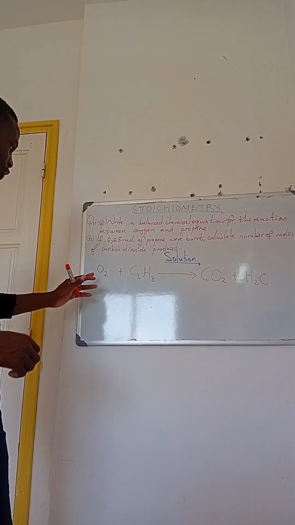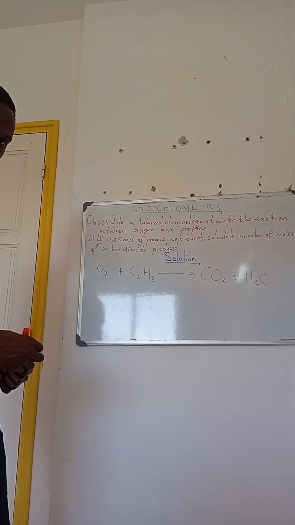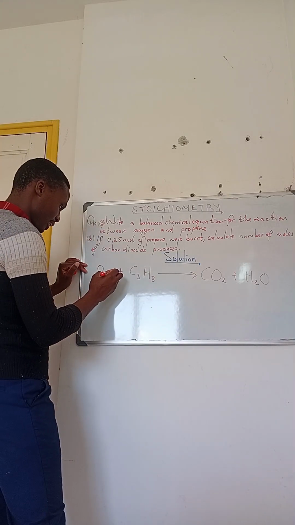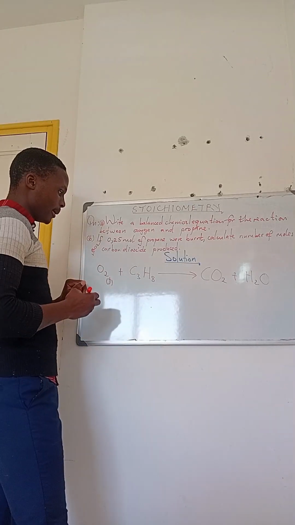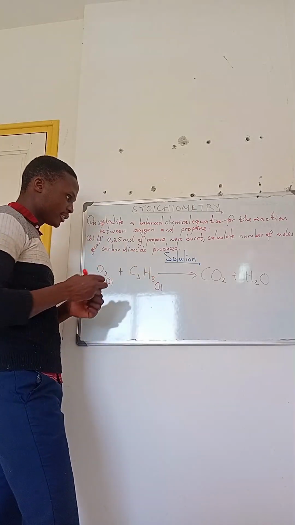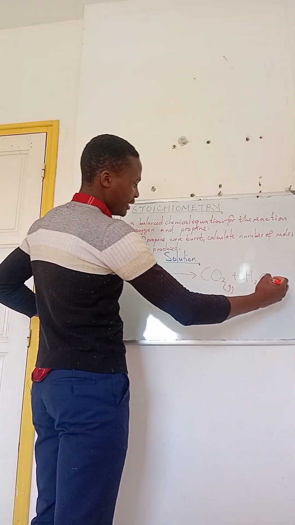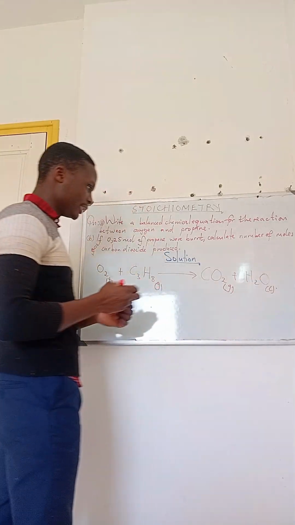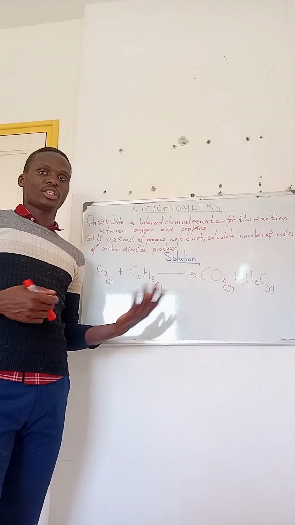What we need is to write the state symbol of each substance in the equation. Oxygen is a gas, so we put a small letter g. For the propane, it's also a gas. Then carbon dioxide, also a gas. Then water, usually we write l for the liquid. Then that's the equation. So we want to make sure that the equation is balanced.